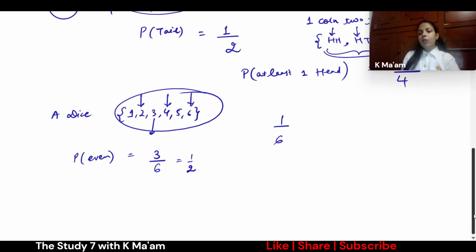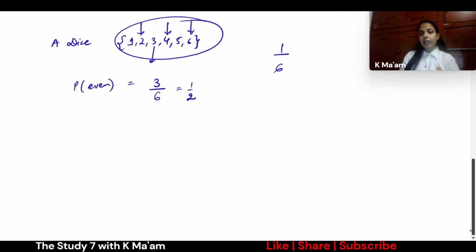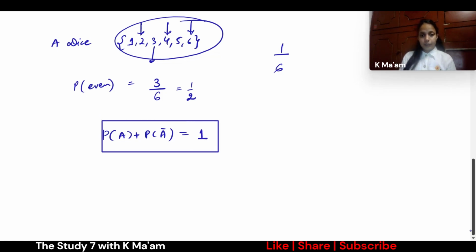There is a formula of event and not an event: probability of an event plus probability of not event. If I say the probability of an even number is the event, then the probability of not event means the probability of the numbers which are not even. That is the not of event A. The sum of the event and the not event probability is 1.